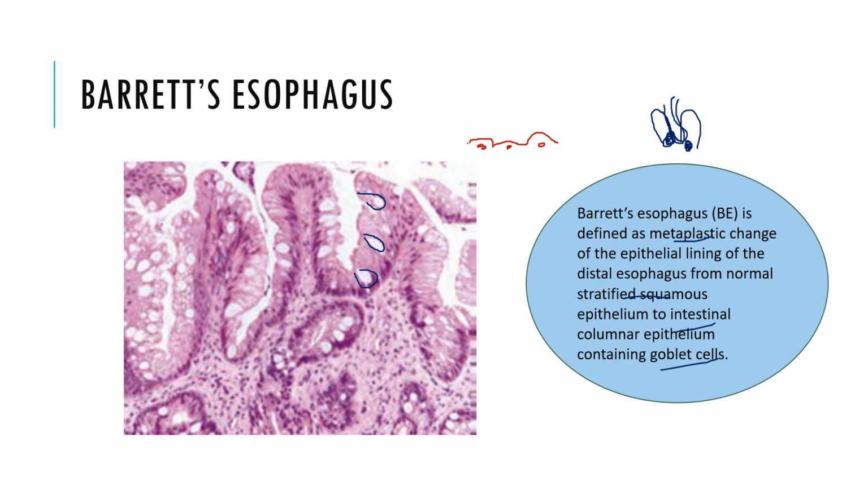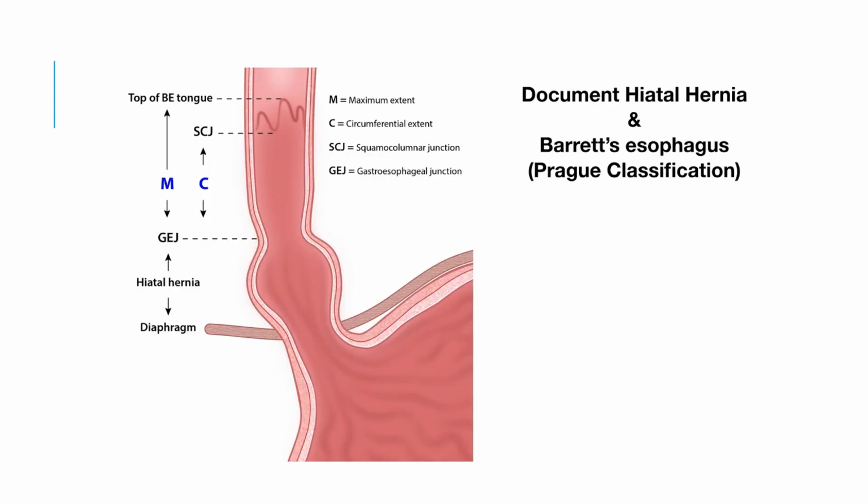So we need endoscopically to identify the abnormality in the mucosa along with the histopathology to give evidence of goblet cells, then we can call it Barrett's esophagus. Now, how do you document Barrett's esophagus? It is by Prague classification. Prague classification means you are identifying the extent of Barrett's by the M and C score. M means the maximal extent, that is the top of the Barrett's esophagus tongue from the gastroesophageal junction. That is called the maximal extent.